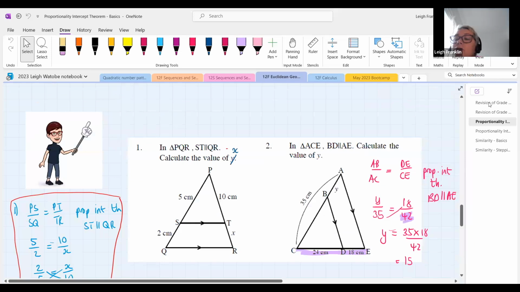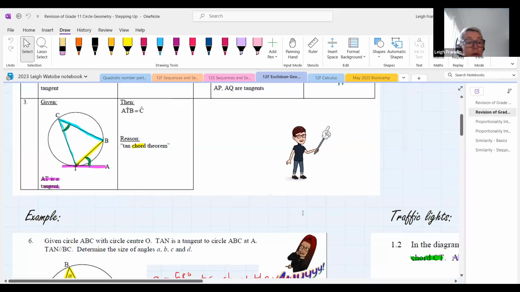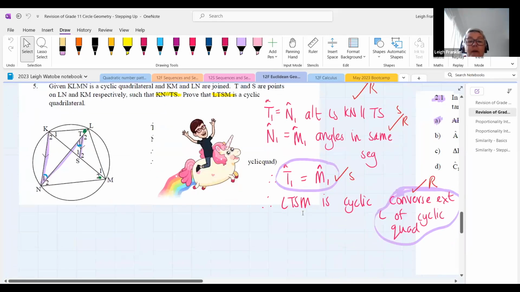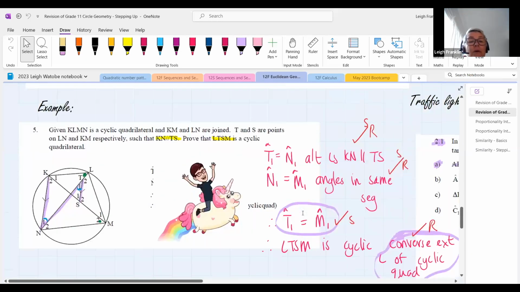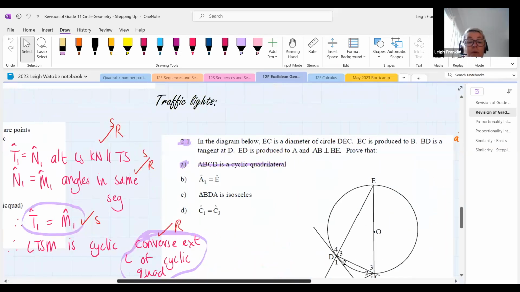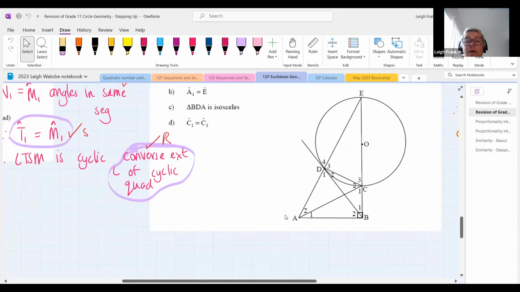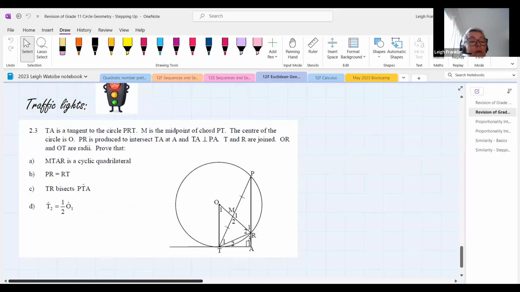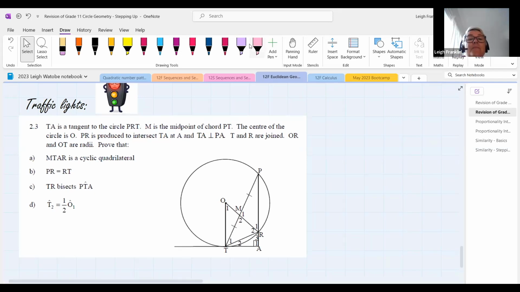Let me just see revision of grade 11 work. Let's see what we can find here. Prove that that's a cyclic quad. So we could do that one over there. Let's just see what else we've got here. Okay, let's have a look at this. Can everybody see this okay? Is it big enough?